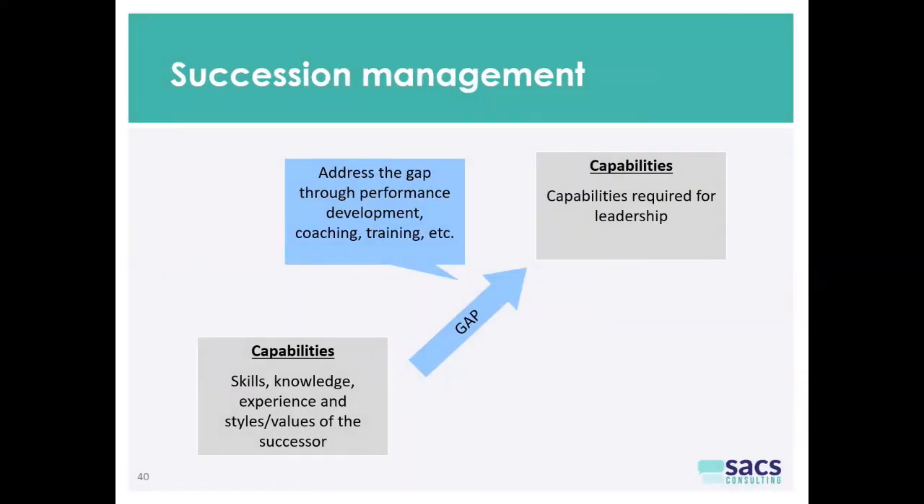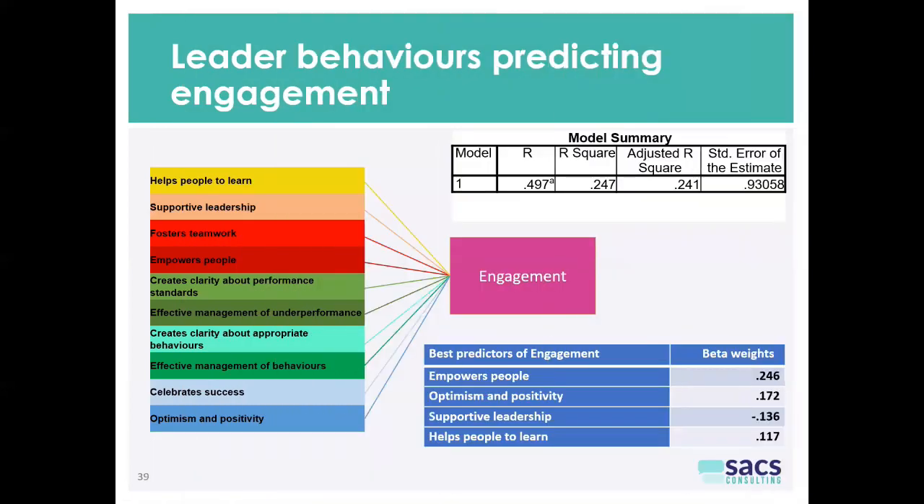So this diagram is about succession management. And succession management is all about identifying the capabilities, the skills, the competencies that a staff member has right now, and then identifying the capabilities that are necessary for effective leadership and building a development plan to get the person from point A to point B. Now that requires an effective understanding of what the leadership capabilities are, and certainly when SACS is running leadership development programs, these are the kinds of things that we teach people: how to empower people, how to be optimistic and positive, how to be supportive, how to help people to learn.